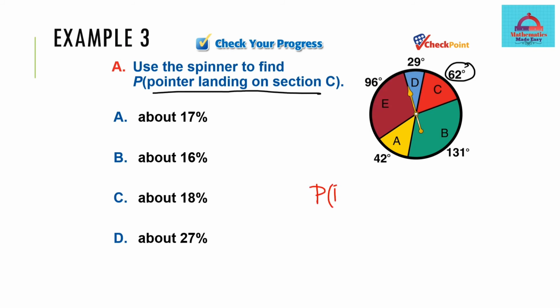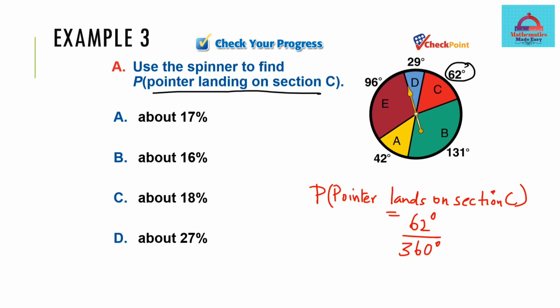So the probability that the pointer lands on section C. For section C, the angle is 62 degrees, and you're going to divide by 360 degrees because that's the complete angle. And once you get a fraction, you can multiply it with 100 to get your percentage. So I'm sure you have done that in your calculator and you've got the correct answer as A, 17%.